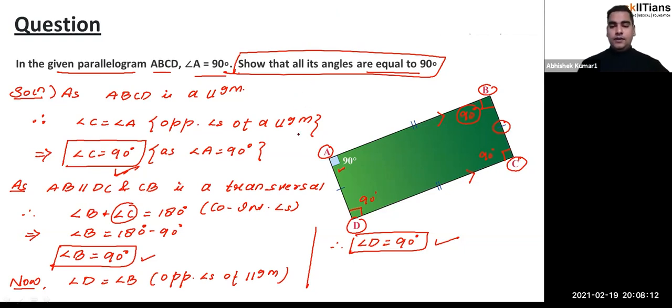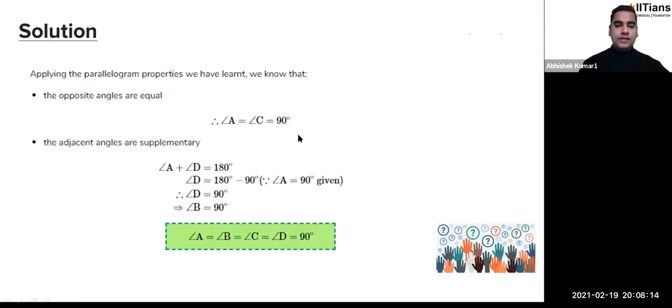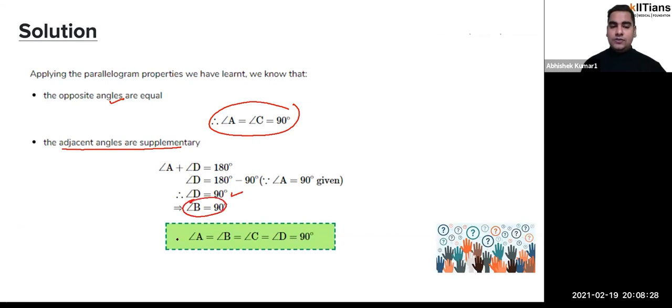Okay, done. All right. So this is the solution for your reference, guys. You can check it out. Opposite angles are equal, therefore angle C is 90 degrees. The adjacent angles are supplementary, so from there they got angle D as 90 degrees. And because D and B are opposite angles, finally we got angle A equals B equals C equals D equals 90 degrees. And this parallelogram which they have given is actually a rectangle. That was a cricket pitch. We all know a cricket pitch is rectangular in shape.